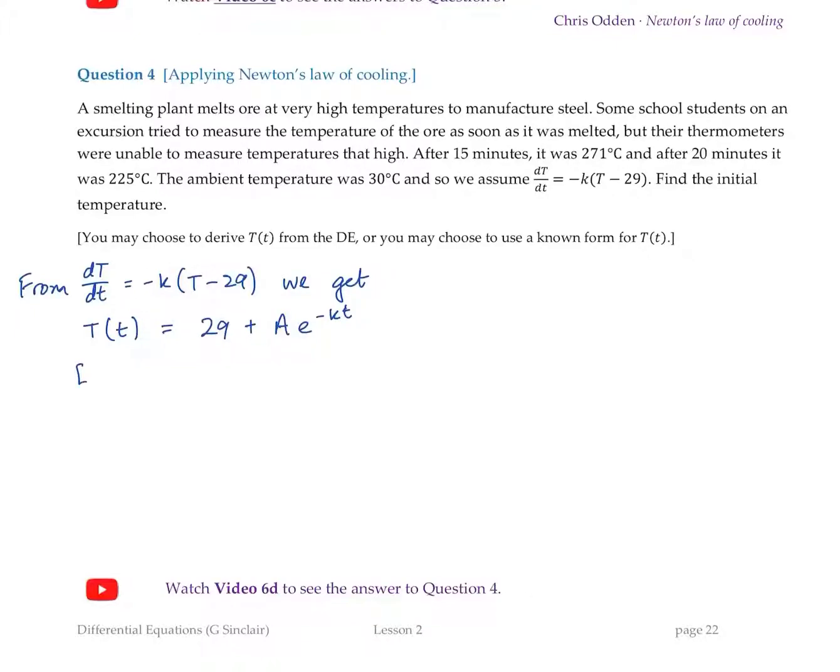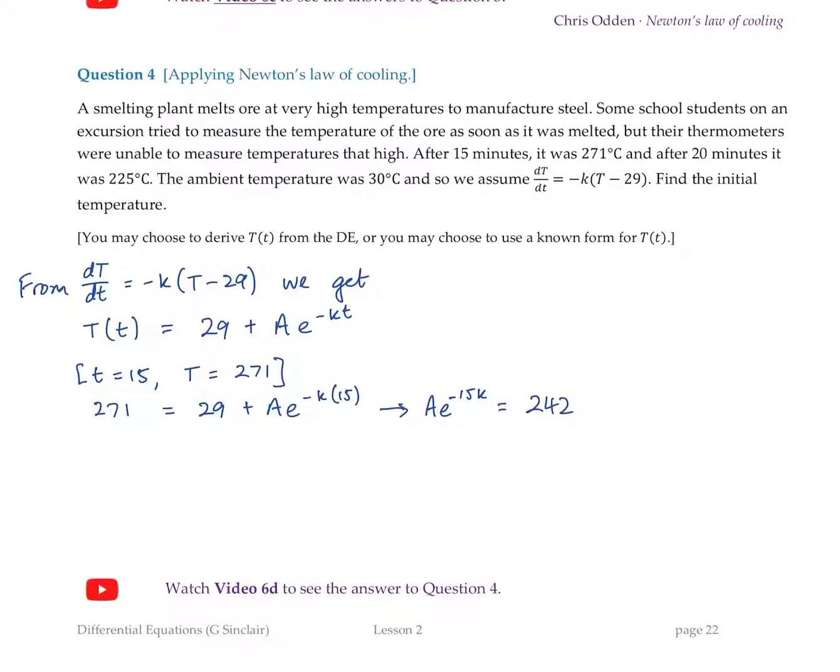So if we put in little t equals 15, big T equals 271, can we find k yet? Let's see. So we get 271 equals 29 plus Ae to the negative k lots of 15. And from that we get Ae to the negative 15k equals 242. So we can't get k yet, we have two unknowns here.